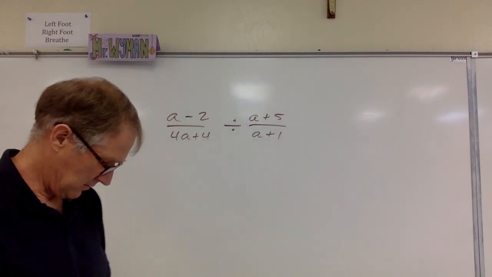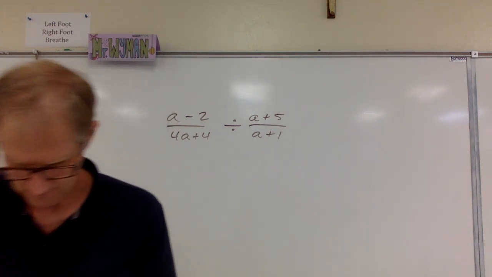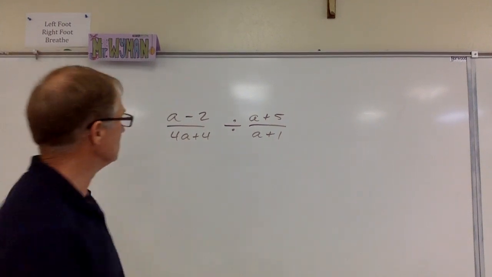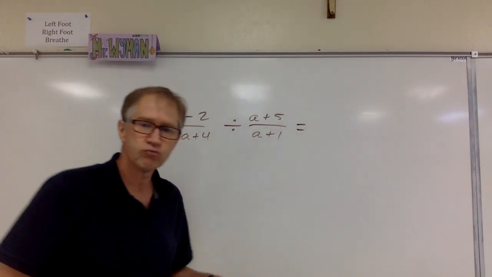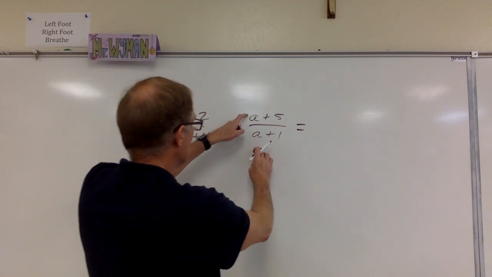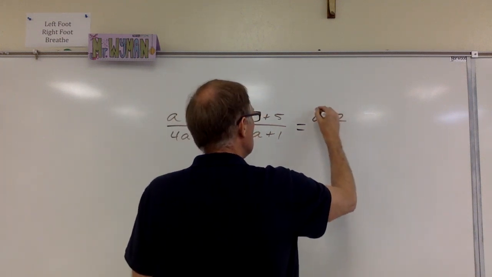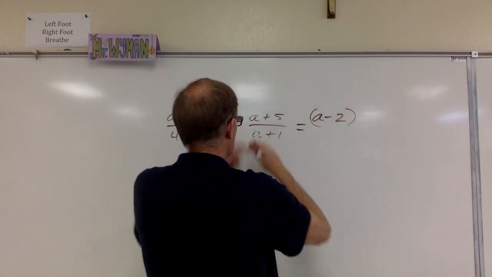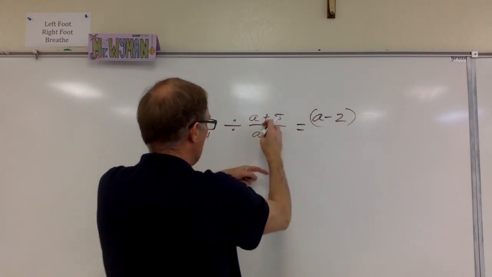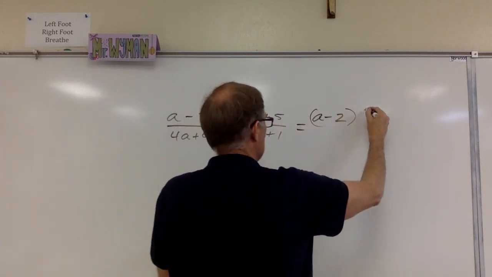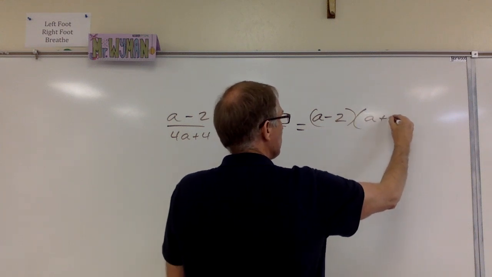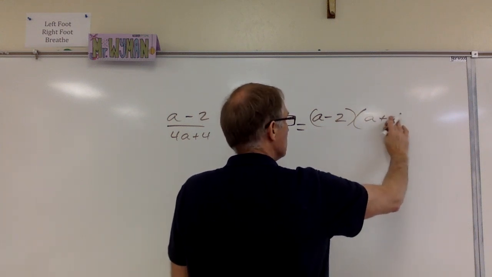Well, let's see what we can do here. I'm going to flip this over and multiply. So a minus 2, and then I'm going to skip a step. I'm going to flip it over and just directly multiply. So that's going to be a minus 2, a plus 1.